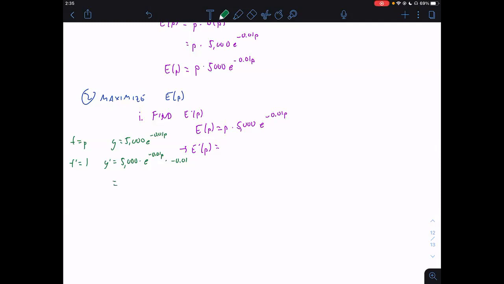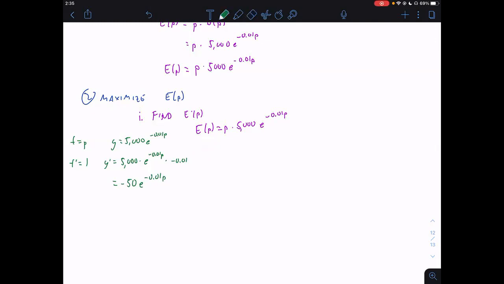Okay, and then multiplying the coefficients, 5,000 times negative 0.01 gives us negative 50. So negative 50 times e to negative 0.01 p. Okay, so now let's apply the chain rule here.